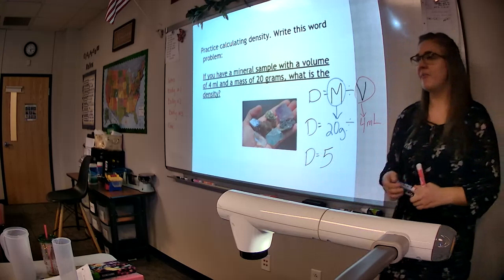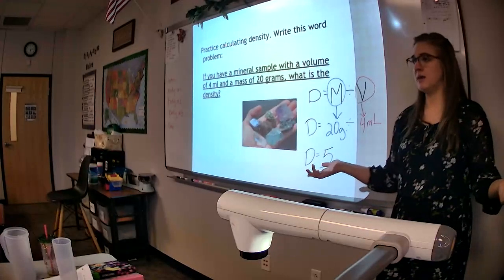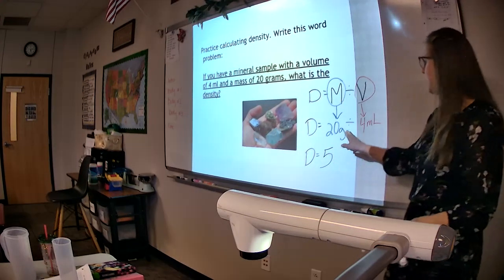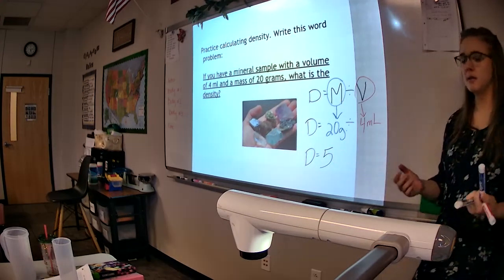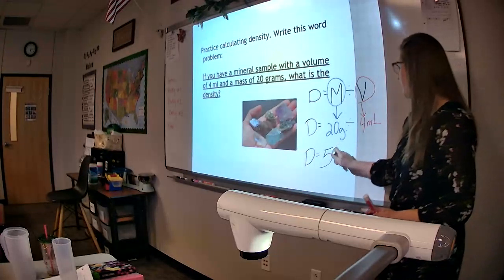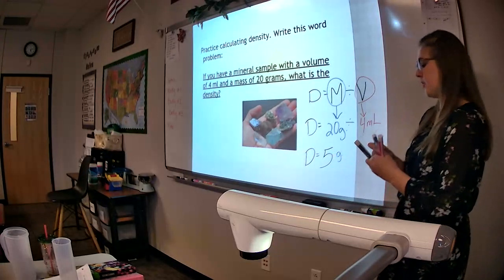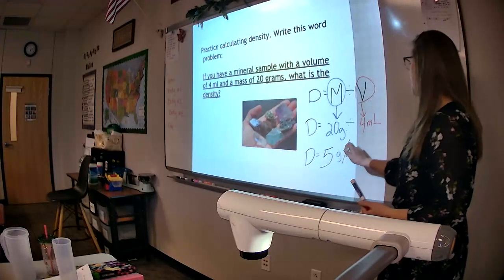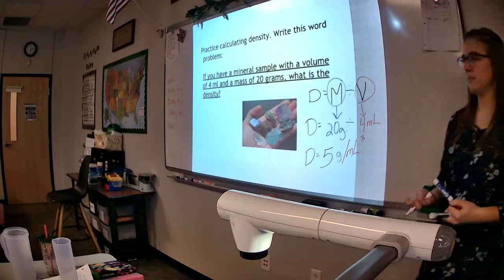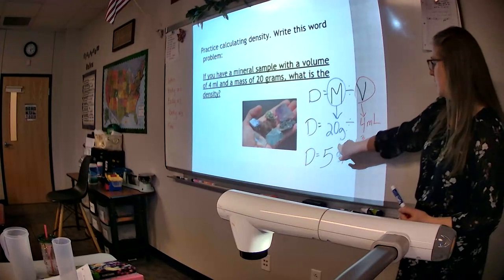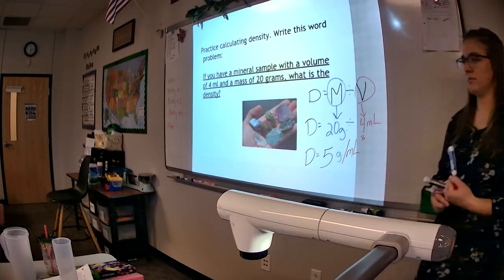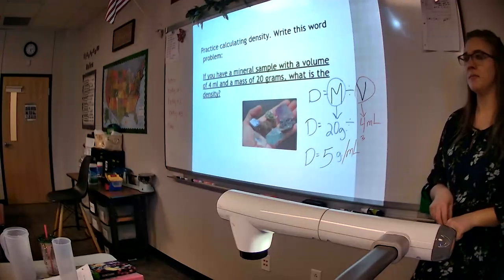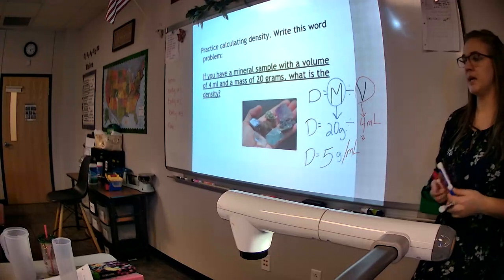I can't leave the 5 by itself. That could mean anything. I need to have a unit. But how do I write a unit for grams divided by milliliters? That's 2 different units. Instead, we just combine them. Grams per milliliter cubed. You see how we just smashed them together? Grams per milliliter, and then you add the cube because it's the volume. Okay? Everyone see how to do that?